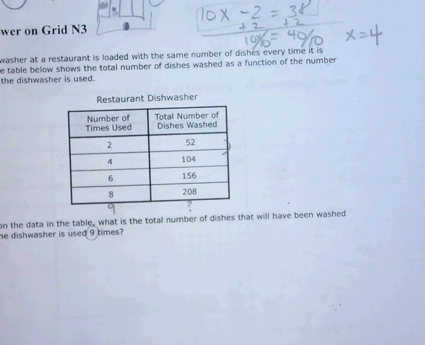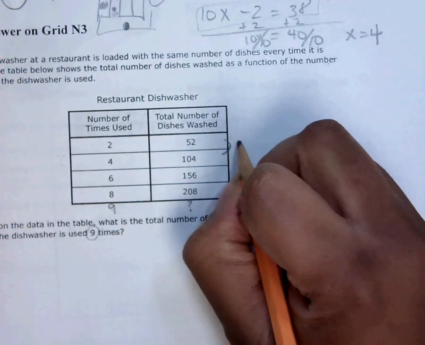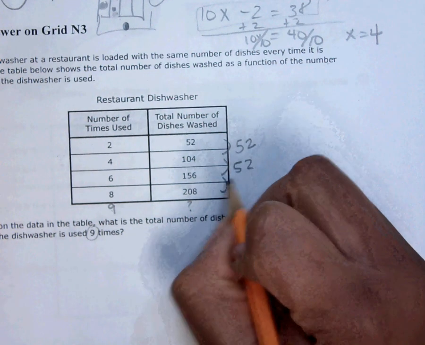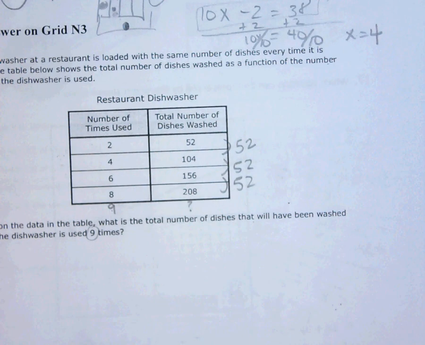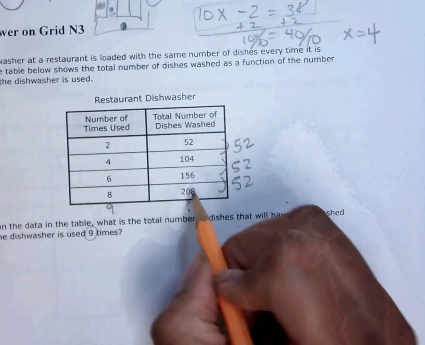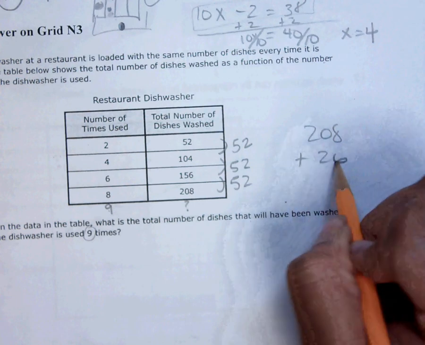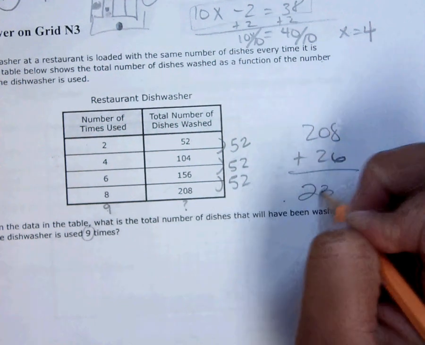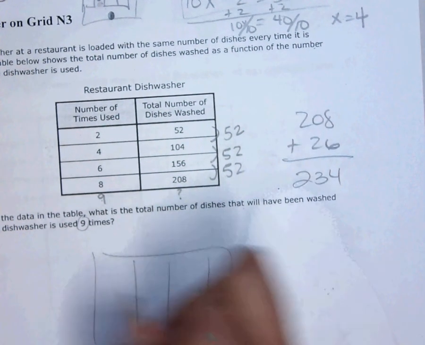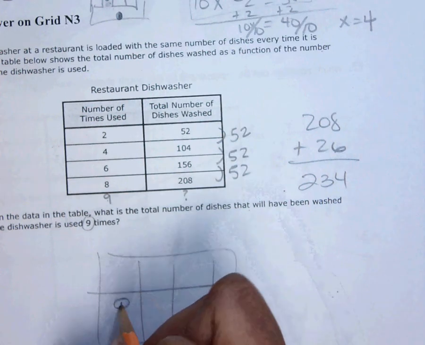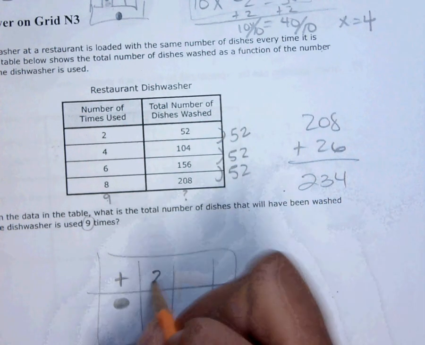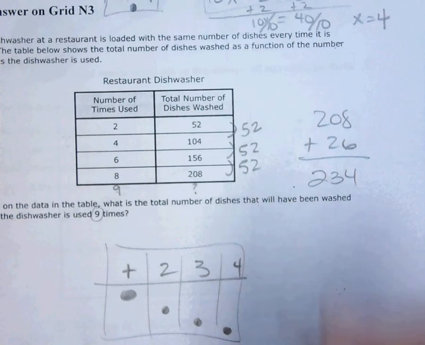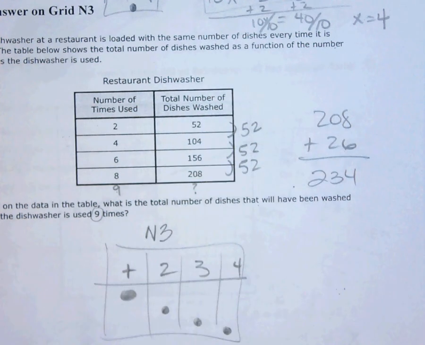So 104 minus 52, hopefully you see that. If not, use a calculator or do it by hand. It's 52. So it's going up by 52. Well, I only need to go up half of that. So 52 divided by 2 is 26. So I'm going to say 208 plus 26. And 208 plus 26 is 234. So you would come, and it's positive. So 234. And fill this in for grid in 3. And that completes the final.